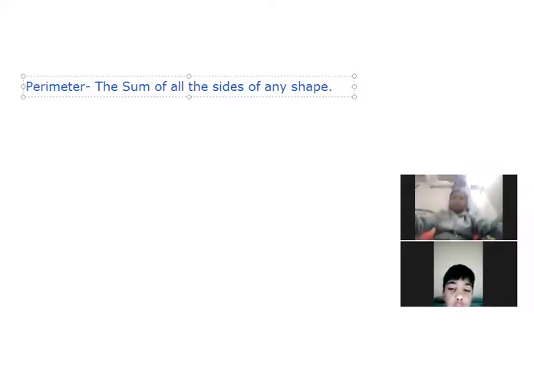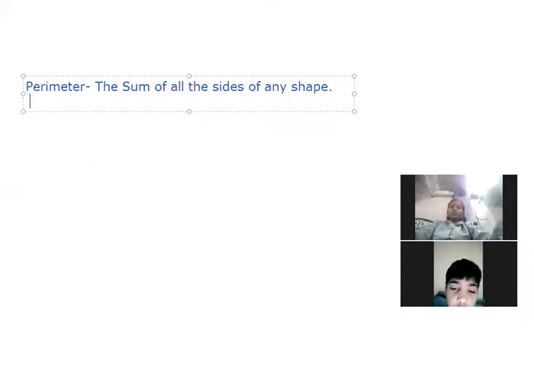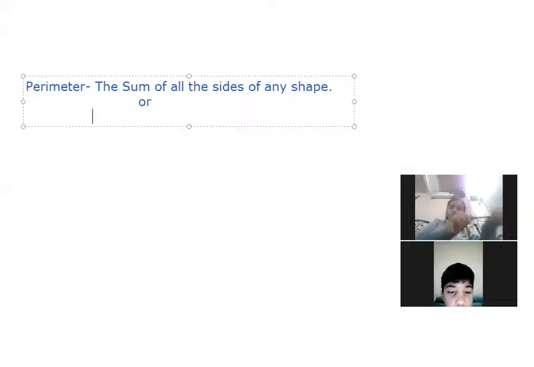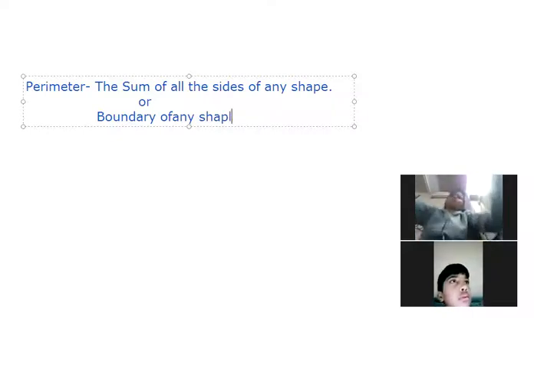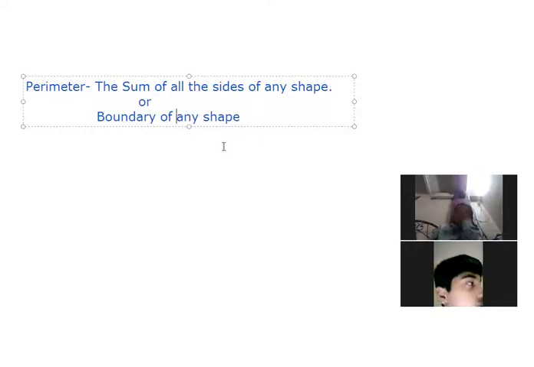Okay, beta. Or simply, one more definition can occur here. We can say that the boundary of any shape or figure can be termed as perimeter.